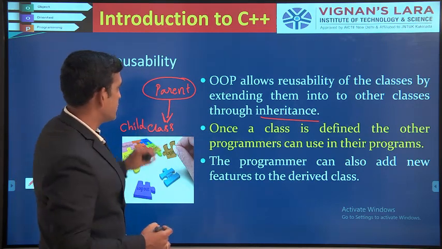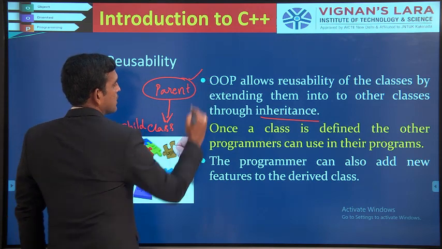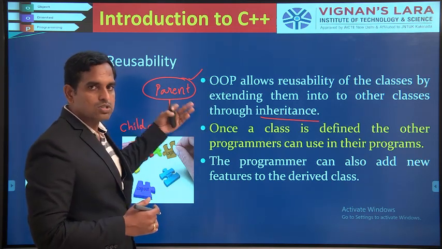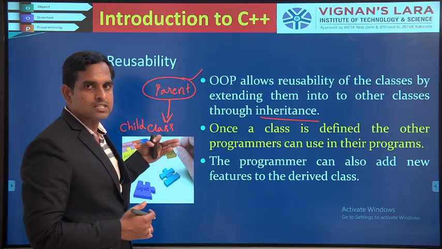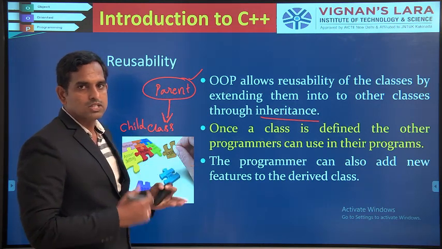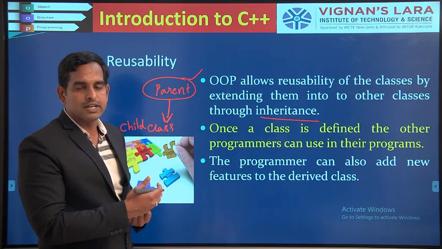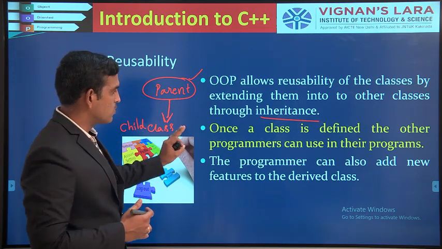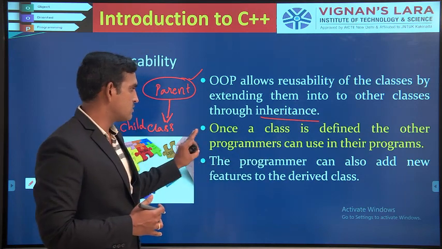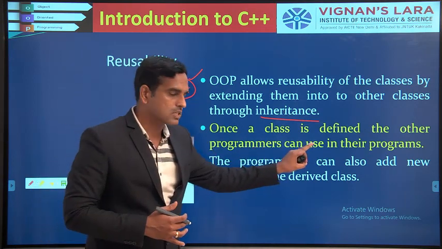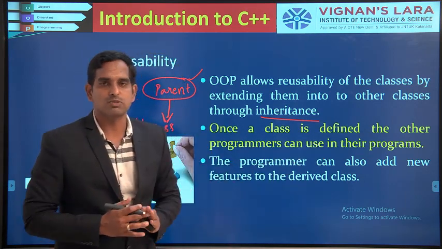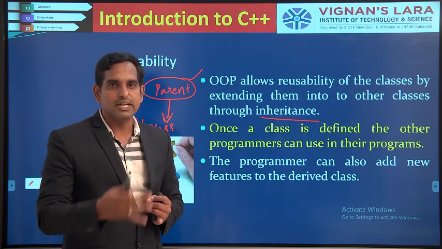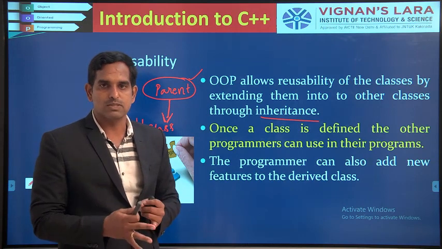That is why the code, class, or object you write can be reutilized by the child class. This process of using already existing code, we will call reusability. Once a class is defined, other programmers can use it in their own programs. Once you define a class, that class can be reused by other programs as well.